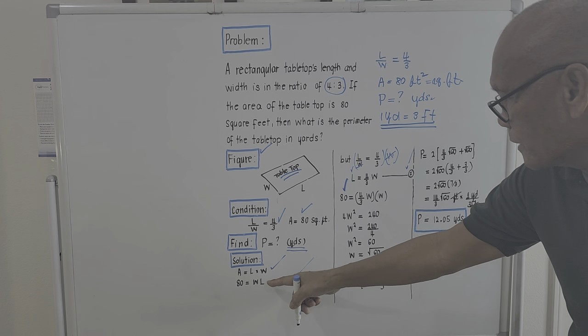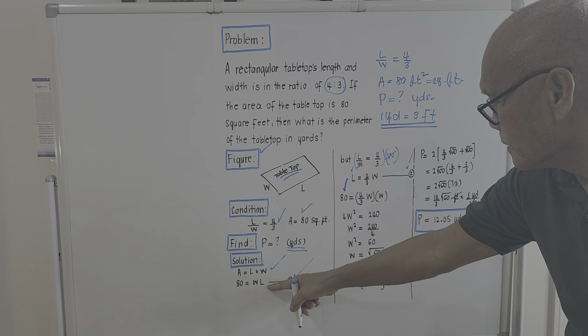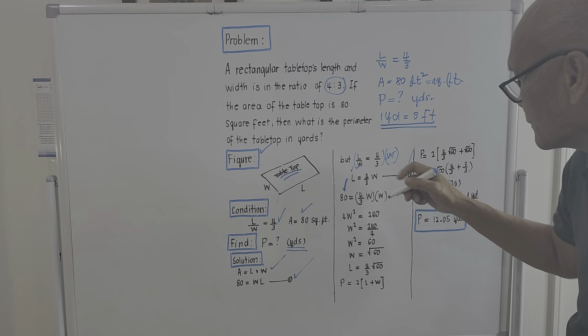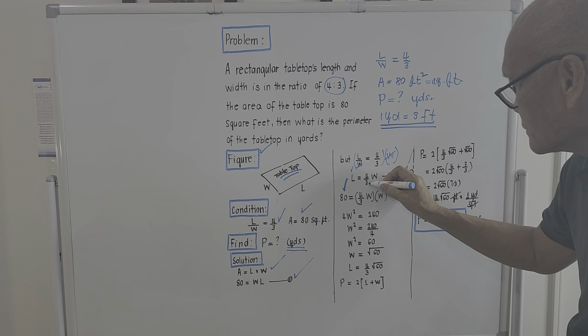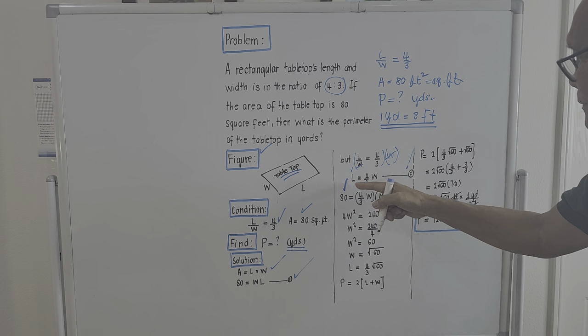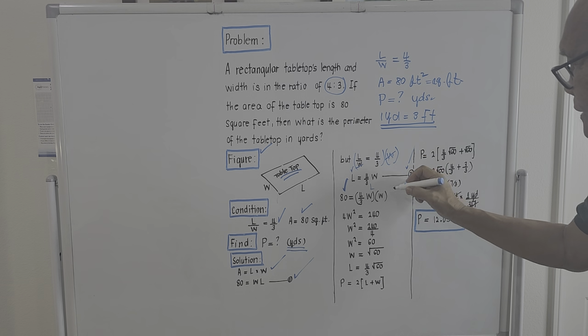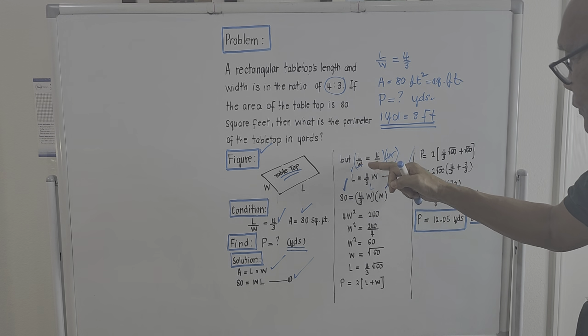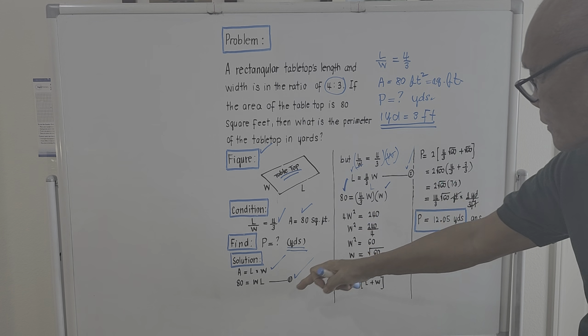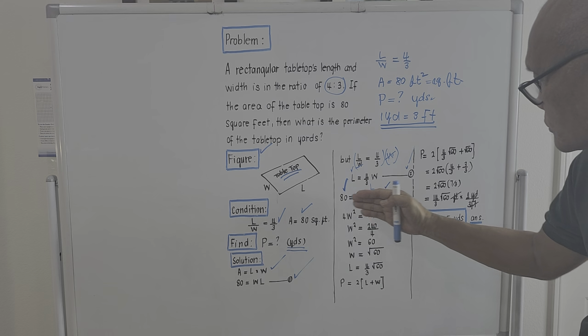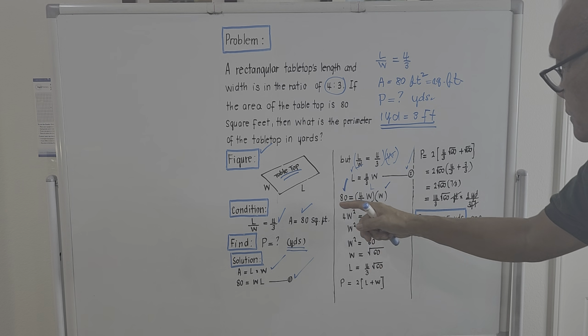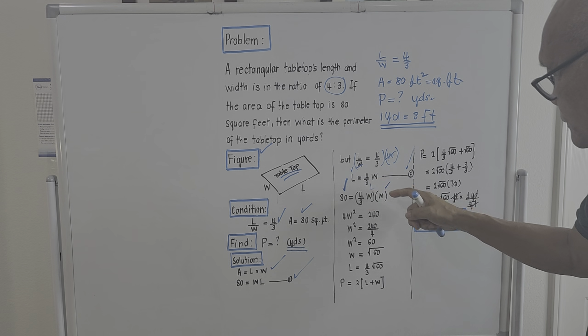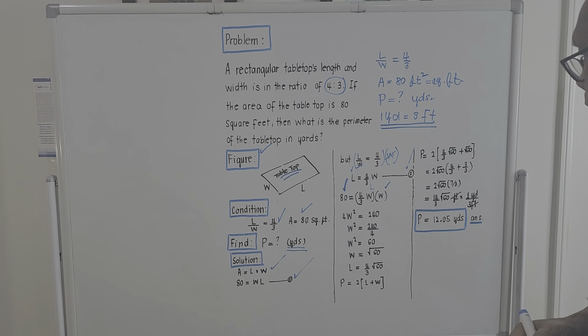I will rewrite L first. What is L? L in terms of W using equation number 2 will be 4/3 W. So this is 4/3 W, this is actually L, right? This is 4/3 W times W. So after the substitution of L equal to 4/3 W back into equation number 1, this will be the resulting equation: 80 will be equal to 4/3 W times W. Okay?